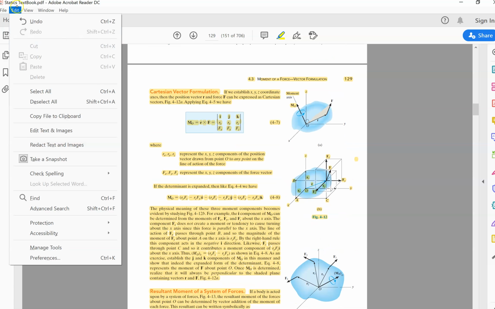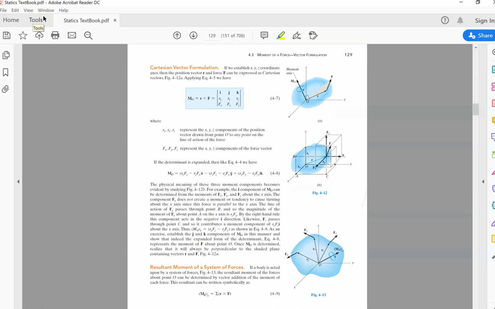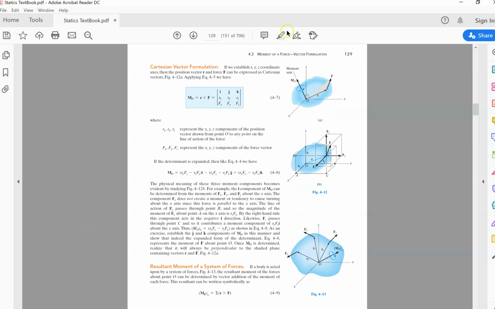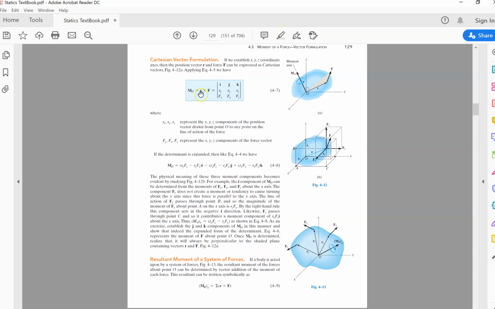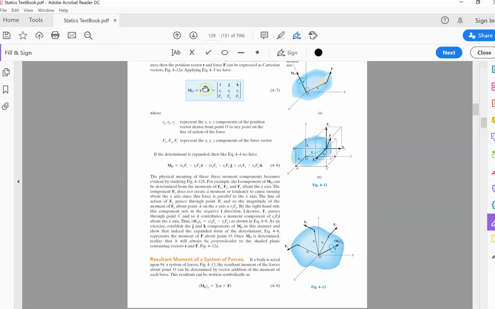I'm going to remove this highlight. So if you see here, can you see r cross F?